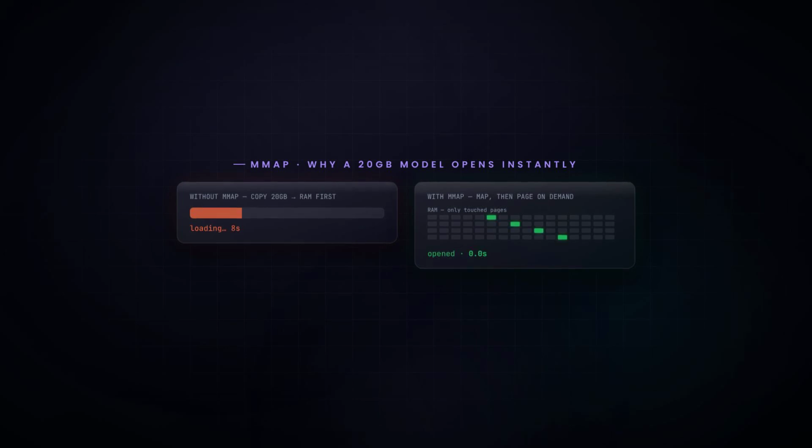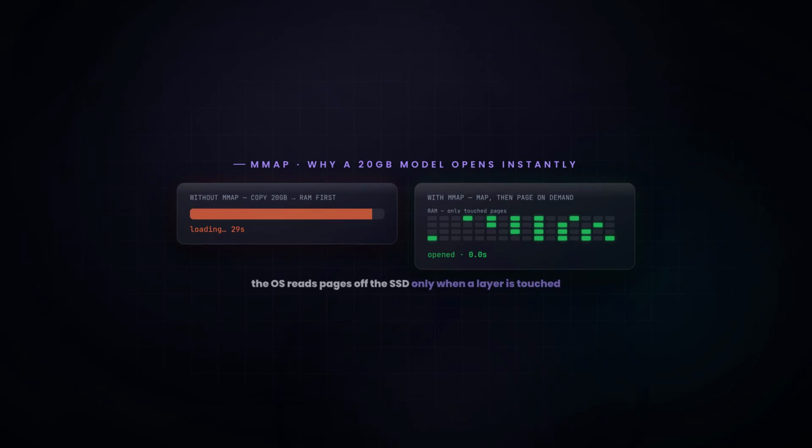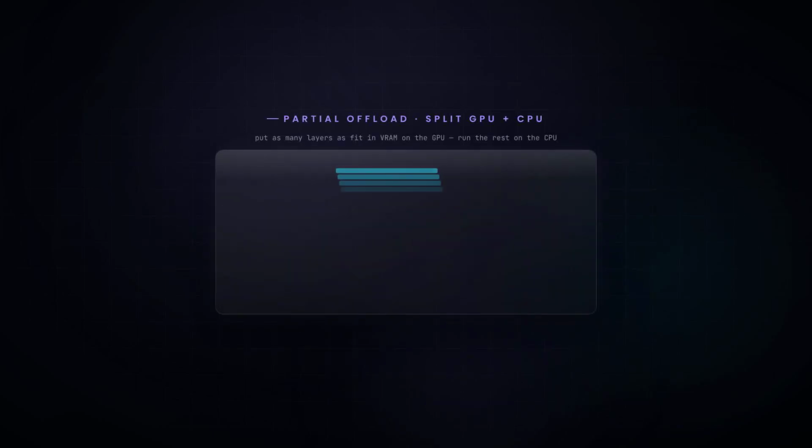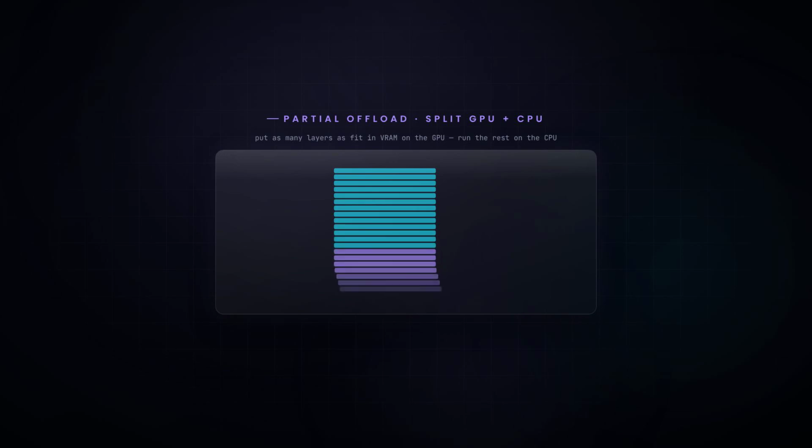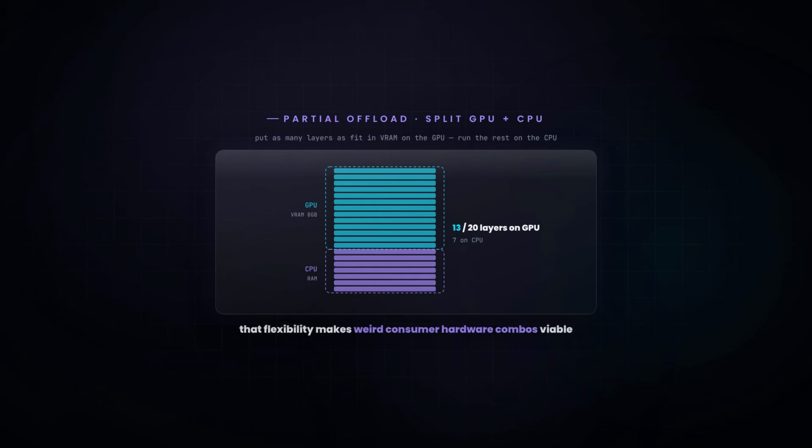Two systems details worth appreciating. 1. Llama.cpp memory maps the model file, so the OS pages weights straight off your SSD on demand. That's why multi-gigabyte models open near instantly. 2. It can split a model between GPU and CPU, offloading however many layers fit in VRAM. That flexibility, partial offload, is what makes weird consumer hardware combos viable.